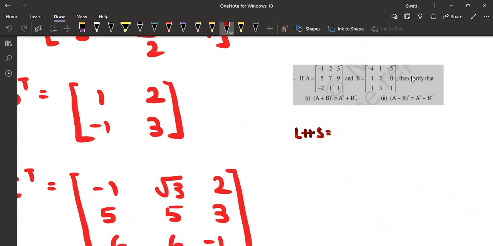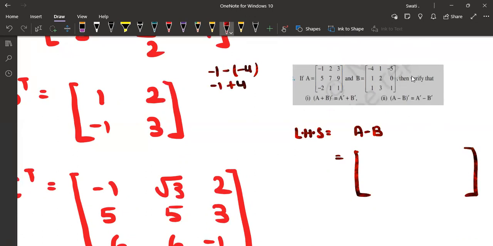So if you want to find out A minus B, what is the value of A minus B? A minus B is simply going to be, all the entries are going to be subtracted. It's as simple as that. So -1 minus -4. If you simplify this, -1 minus into minus is plus. So -1 plus 4 is 3. So it is 3. Next we have 2 plus 1, that is 3. Oh, sorry, it's 2 minus 1. I'm extremely sorry. We are subtracting it.